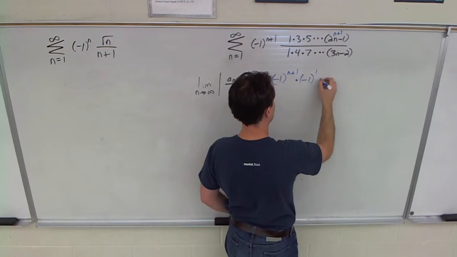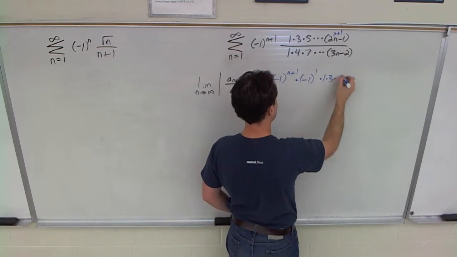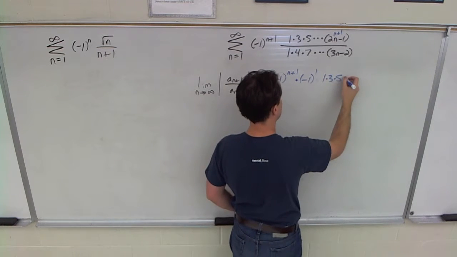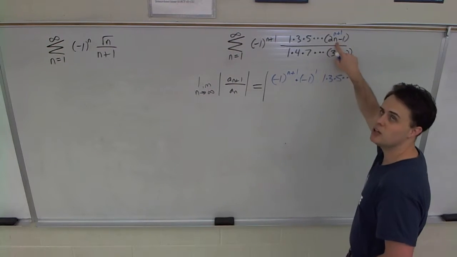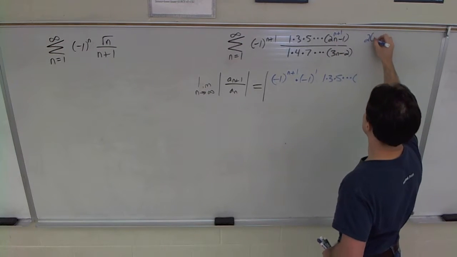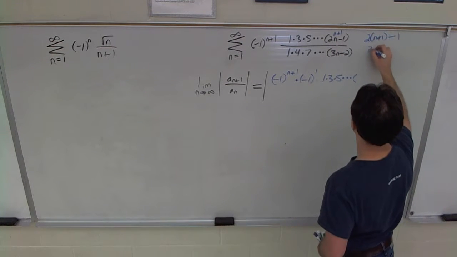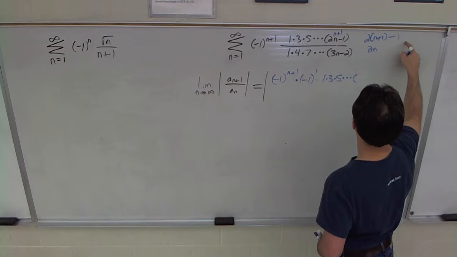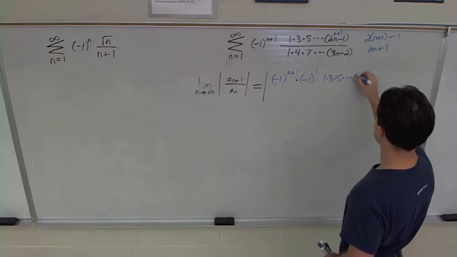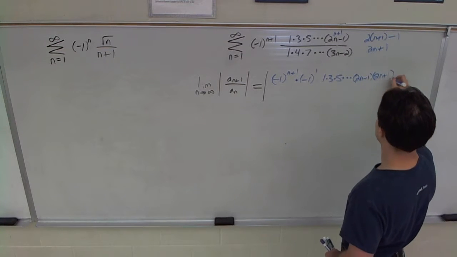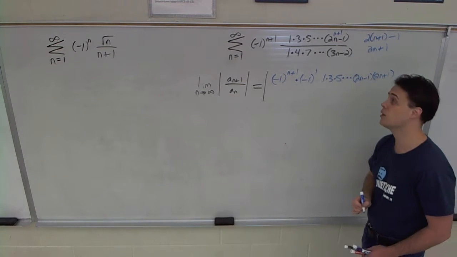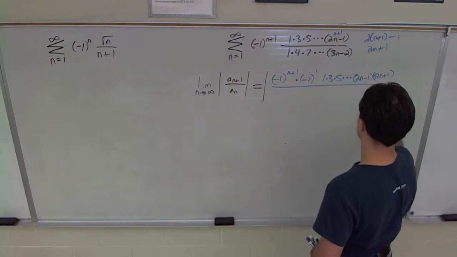So I'm going to have 1 times 3 times 5 times dot, dot, dot. And then when I plug in n plus 1 right here, it's going to be 2n plus 1 minus 1, which is 2n. 2 minus 1 is 1. So it's going to go up to 2n minus 1, and now it's going to end at 2n plus 1 in that part of the infinite product. So there we go with that.